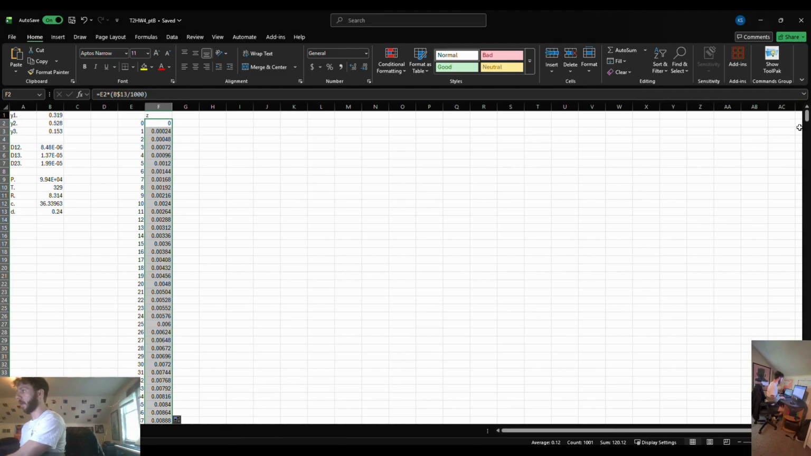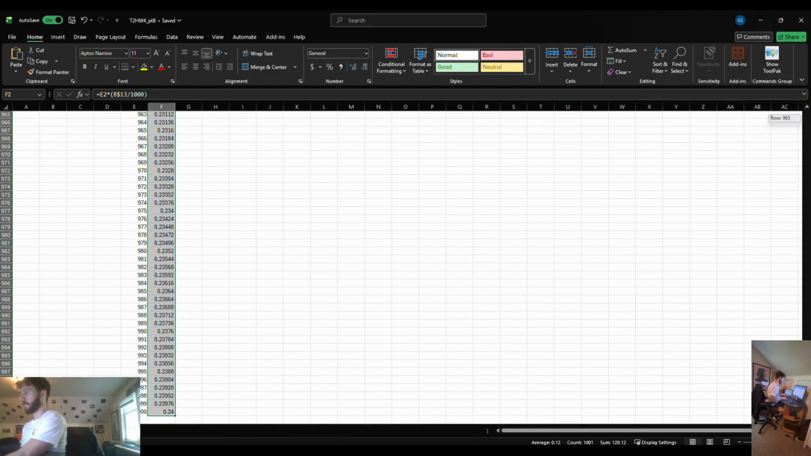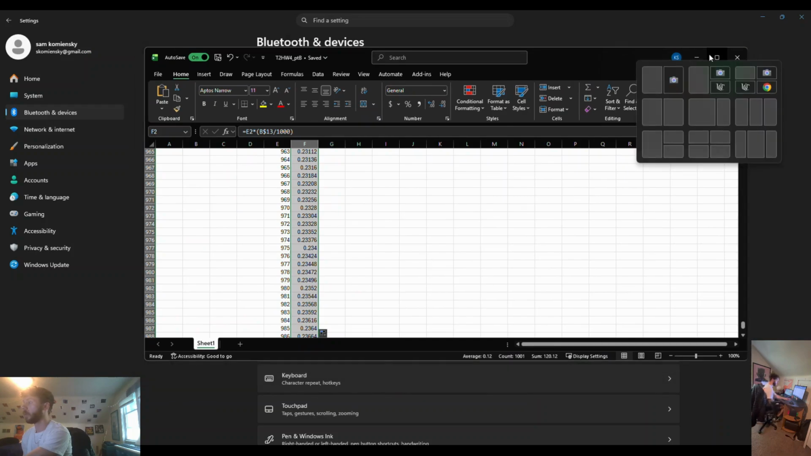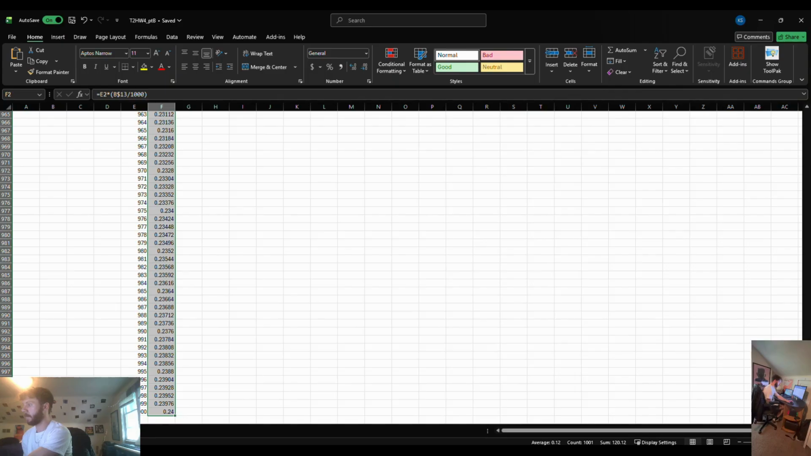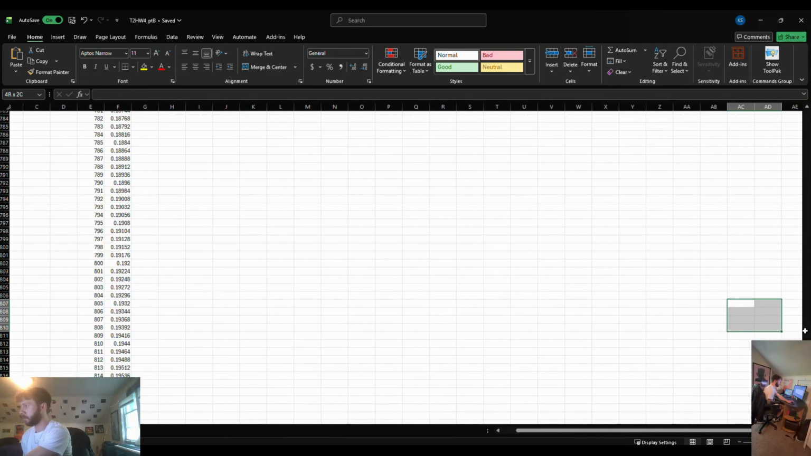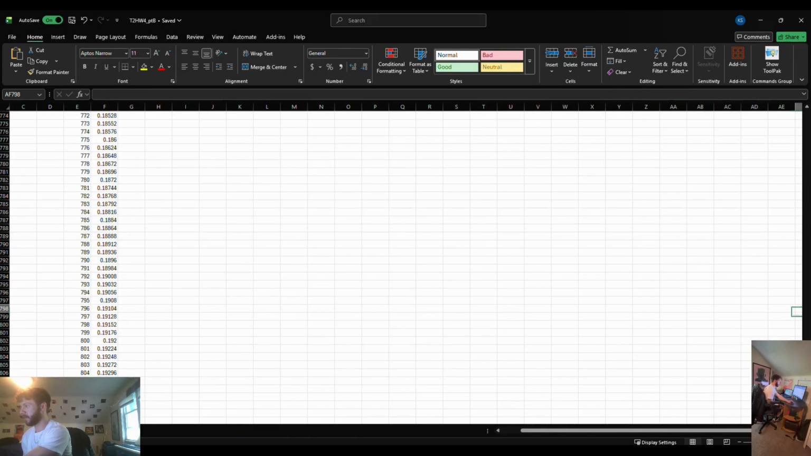If we scroll all the way down, you can see that our final value will have the thickness. So this will just be at the end of the film. Going back up to the top here.